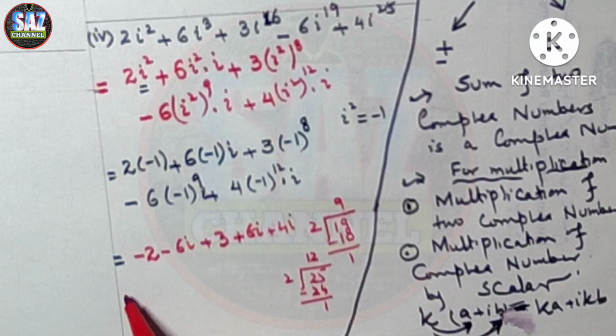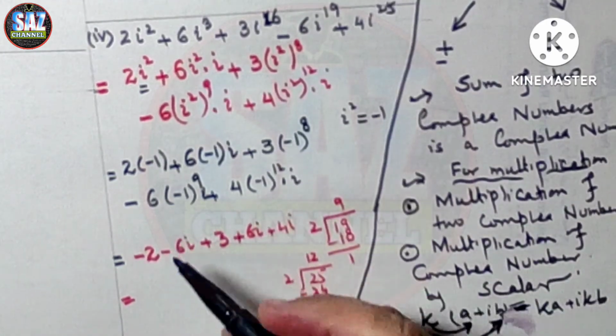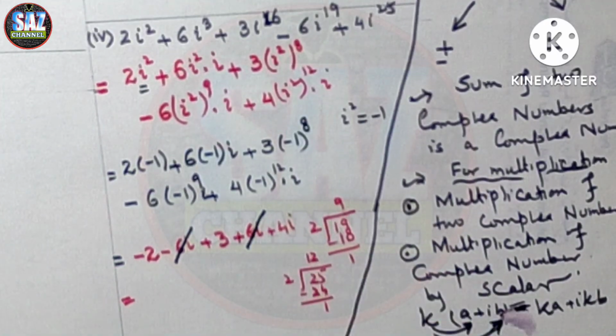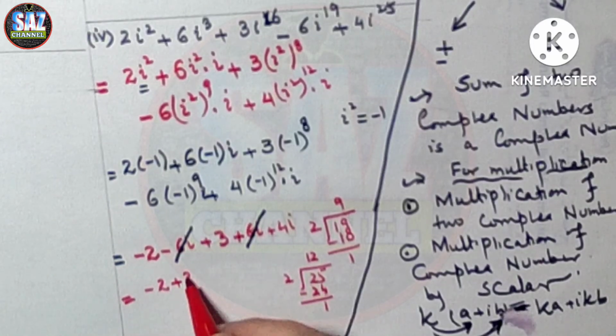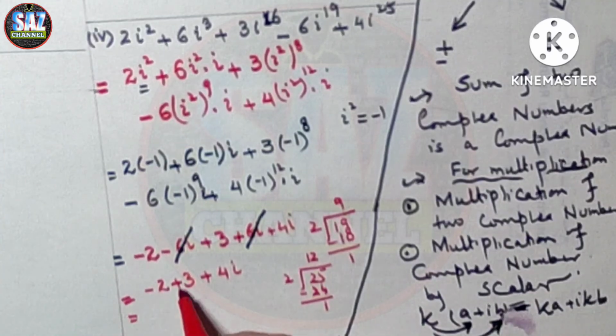Now, we can see that here we have 6 iota with a negative sign and 6 iota with a positive sign. So, for convenience, students, you can cancel these, and we are left with minus 2 plus 3 plus 4 iota, and 3 minus 2 is 1, plus 4 iota.